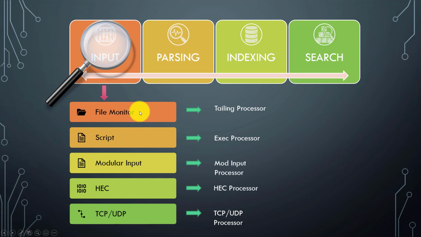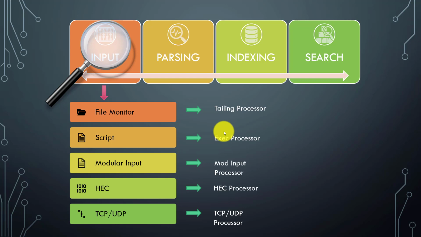Whenever we are dealing with file monitoring, there are separate pipelines. Whenever we are working with a script based input, we have separate pipelines there, which we discussed in our previous slides. For each kind of pipeline, there are different processors involved, and each processor logs its own data, and those processors form the component part of the internal index.